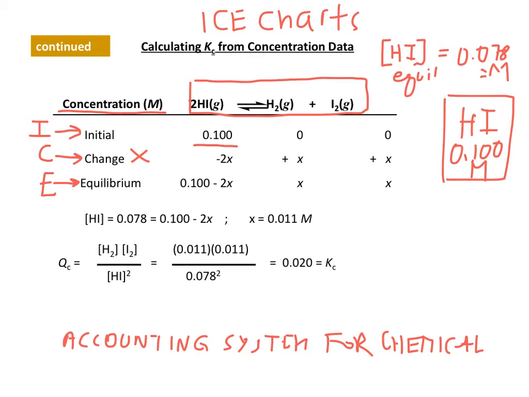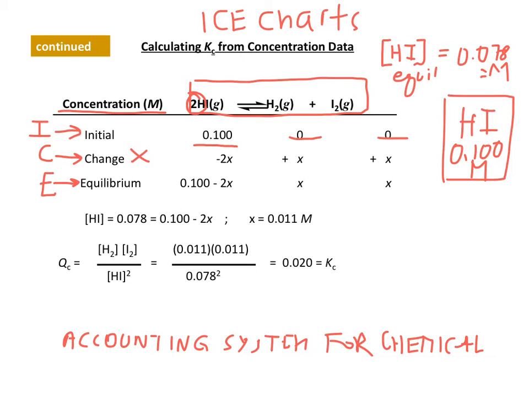Now the system begins to change. It begins to head towards equilibrium. And it's going to change by some amount X. So you have to be very careful when you say how much of it changes. It changes by some amount X. But in this case, I have 2X, so it changes by an amount minus 2X.